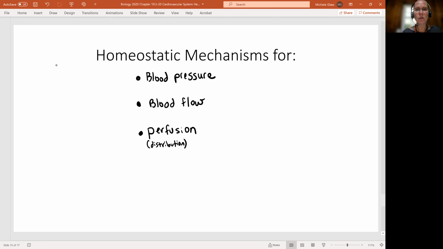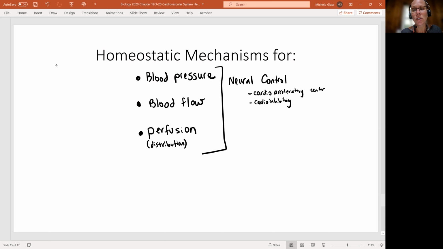Okay. When we talk about these homeostatic mechanisms for blood pressure, blood flow, and perfusion, what we'll see is that we can get neural control, which we've actually talked about. So we already talked about the cardioacceleratory center at the medulla oblongata and the cardioinhibitory center also at the medulla oblongata. And then don't forget, we have vasomotor control also. It's the vasomotor center also at the medulla oblongata, right? And then of course we're seeing that those signals are traveling out through either the sympathetic or parasympathetic nervous system.